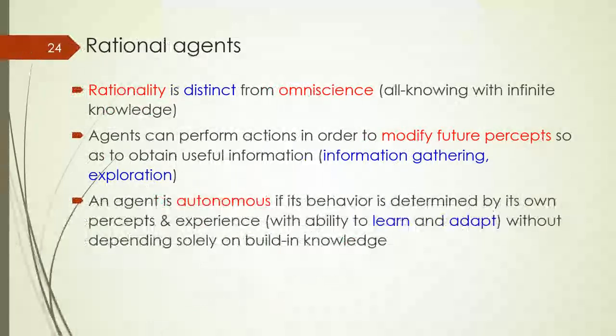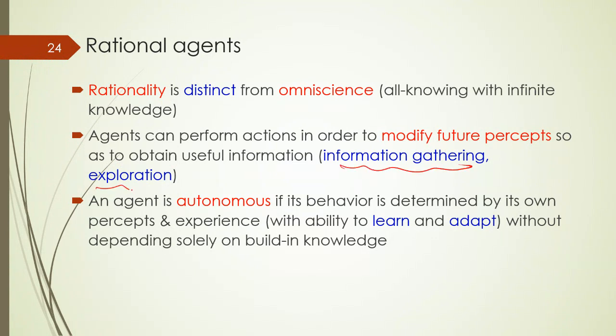Rationality is distinct from omniscience. As I said, all-knowing, with infinite knowledge, God of the knowledge. Agents can perform actions in order to modify future percepts. Okay, future percepts, and that's obvious. When a driver decides to turn the wheel, perception will change. So the future perception will change, so as to obtain useful information: information gathering and exploration.